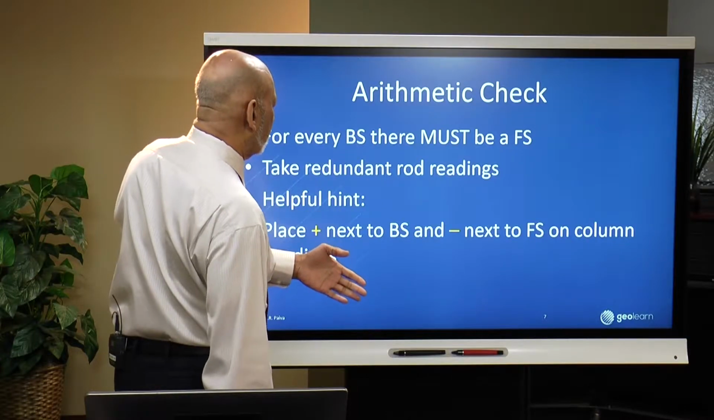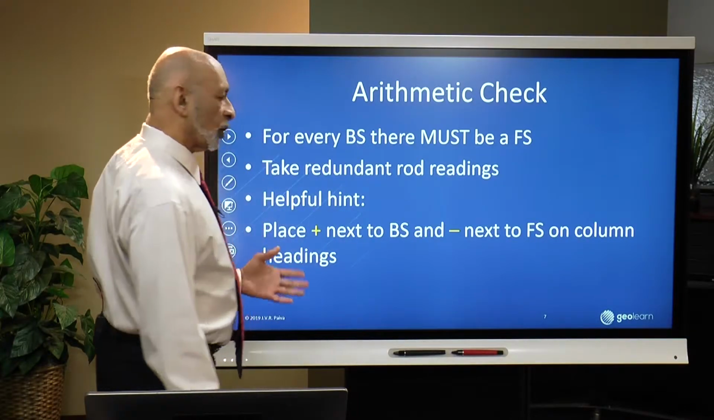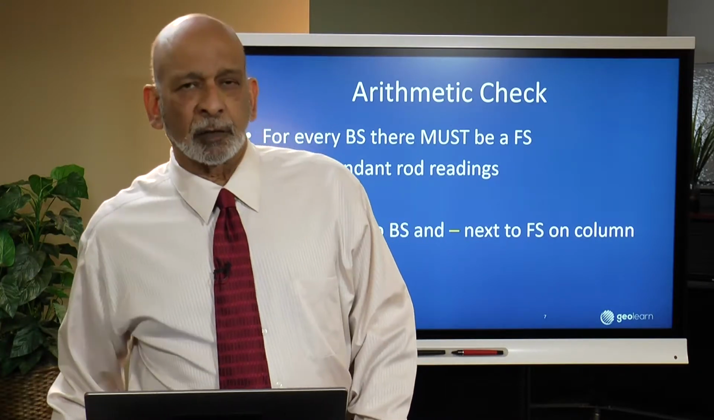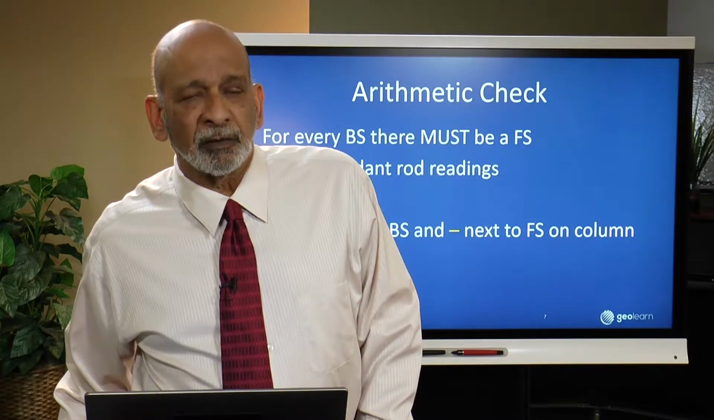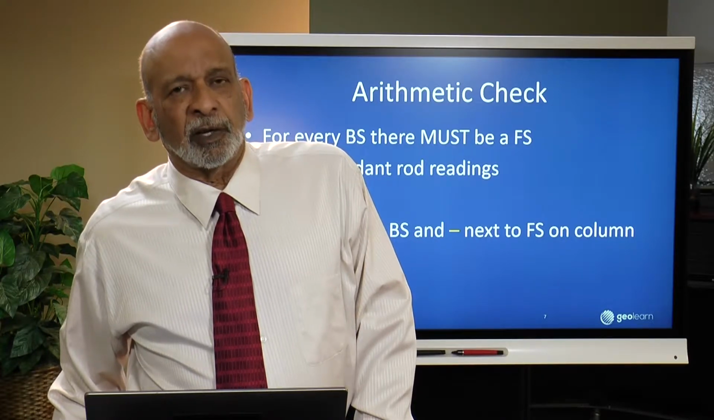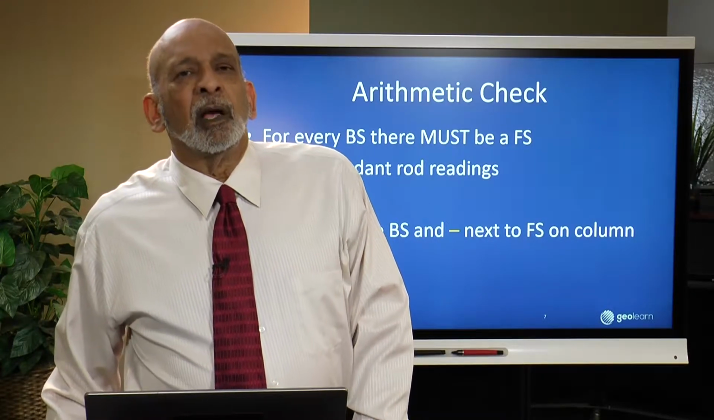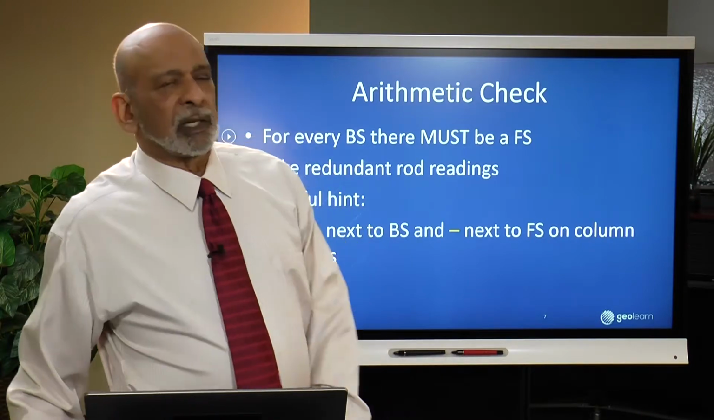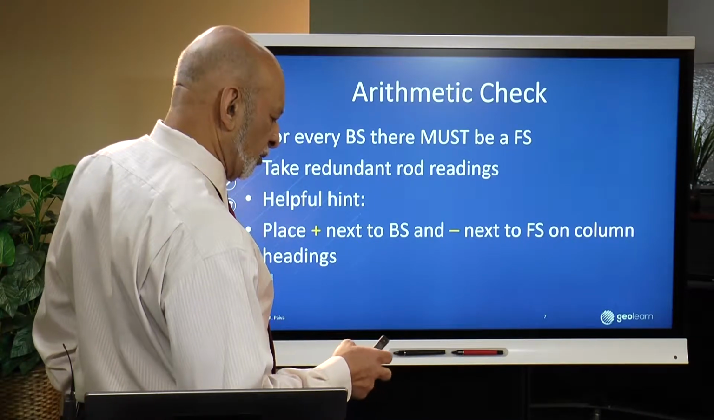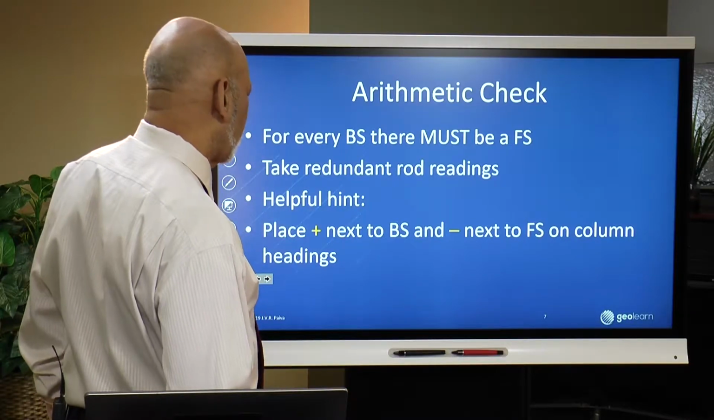And one of the things I tell people to remember is to place a plus sign next to the backsight, a negative sign next to the foresight on your column headings, because when you're in the field, you don't have your textbook, you don't have all these other pieces of information, and it can get a little bit difficult trying to figure out by rote whether you add or subtract backsight readings and foresight readings to elevations and from foresights, from heights of instruments.